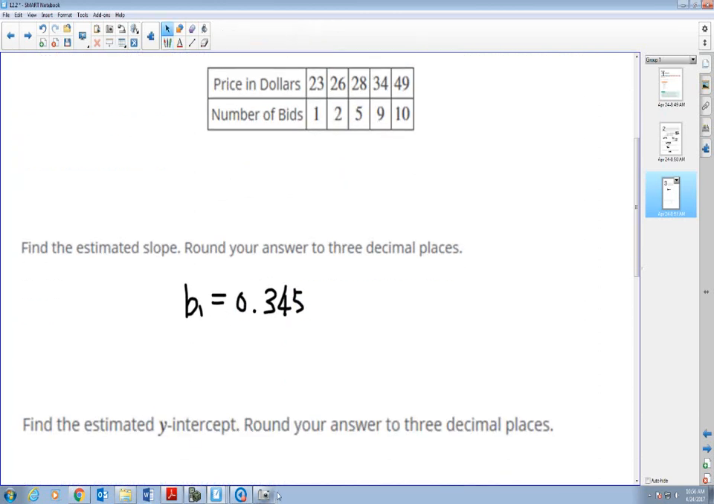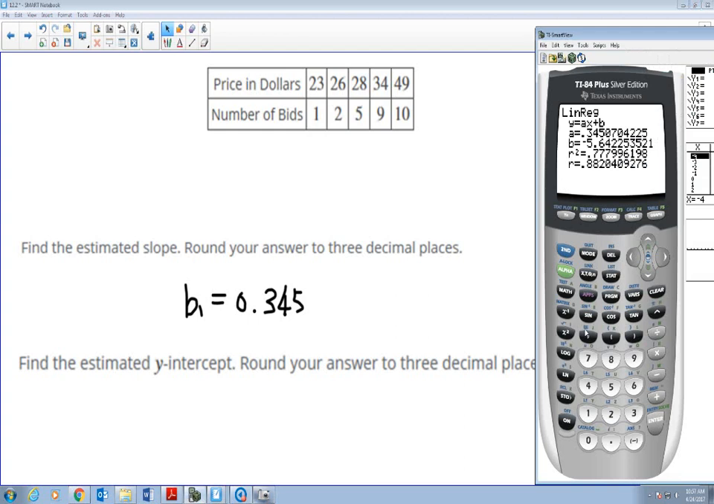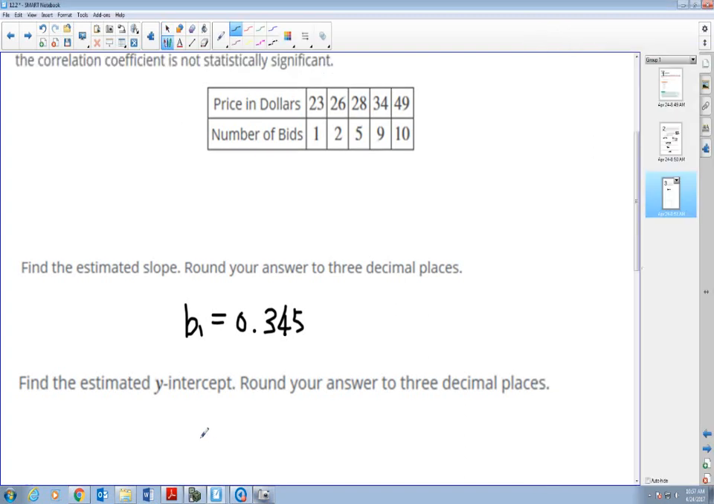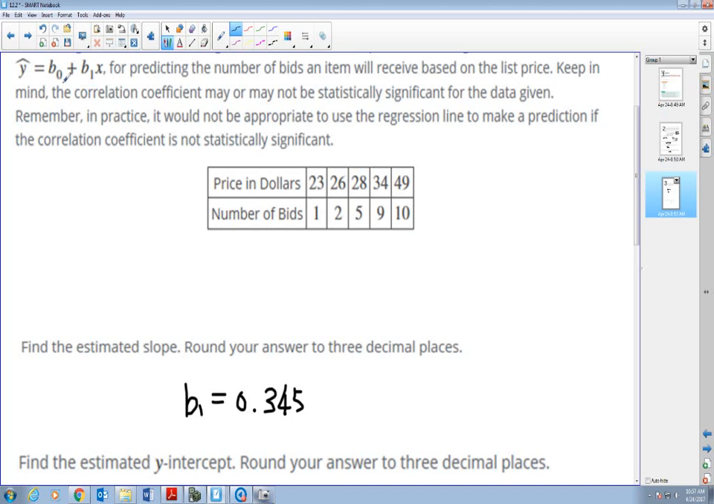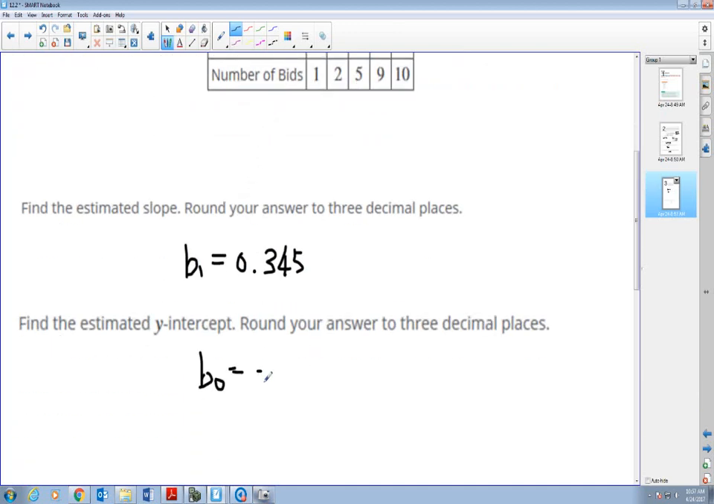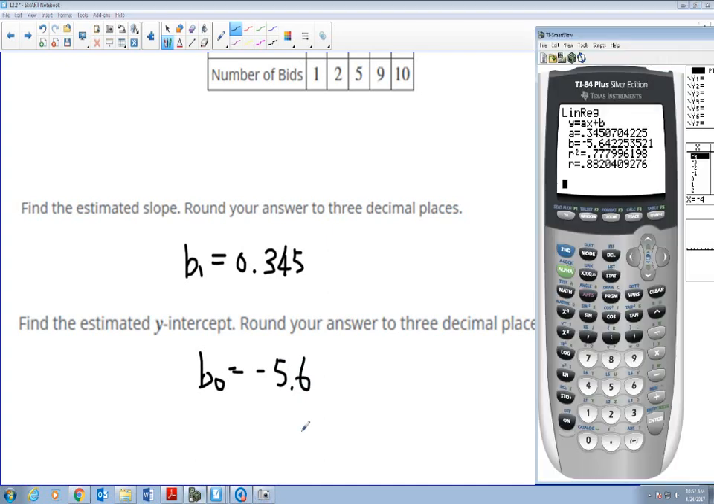Right, my estimated y-intercept, which is my B or beta 0, is negative 5.642. Is it right? Beta 0, yeah, negative 5.642.